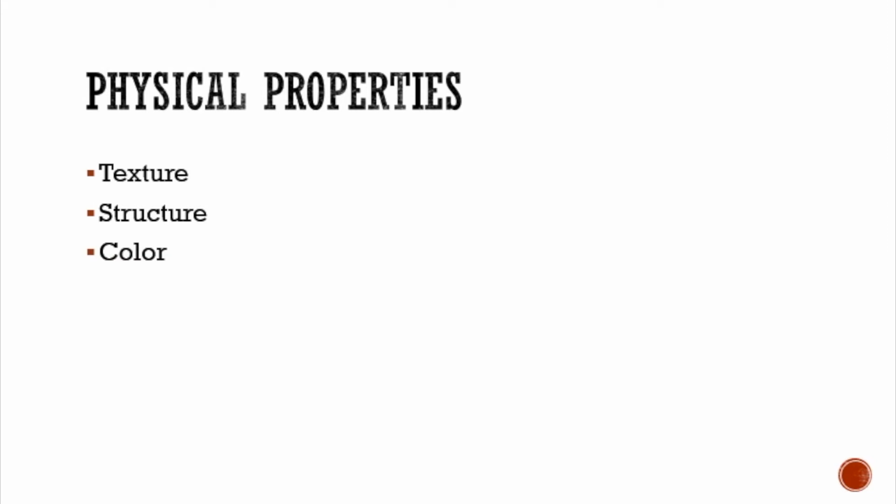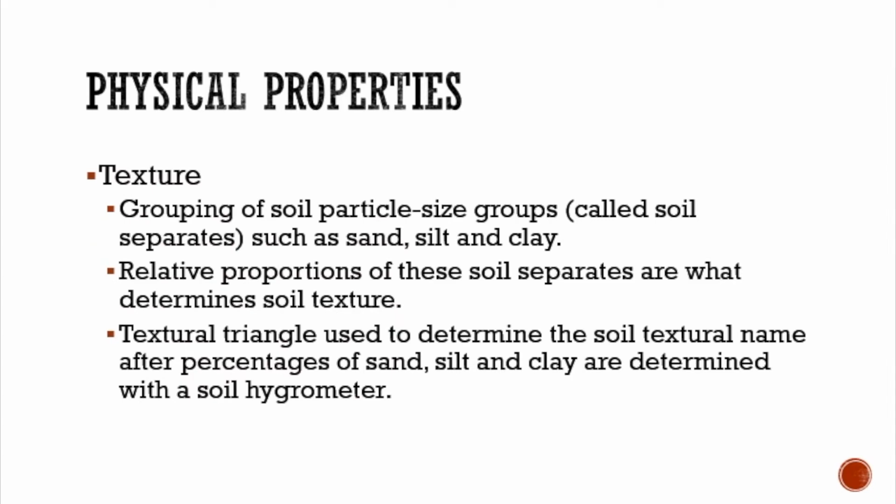We also look at the physical properties of the soil, and the physical properties include the texture, the structure, and the color. The texture is the grouping of the soil particles based on the size groups or the soil separates. And we find those broken down by size into sand, silt, and clay. The relative proportions of each one of these soil separates are what determines the soil texture.